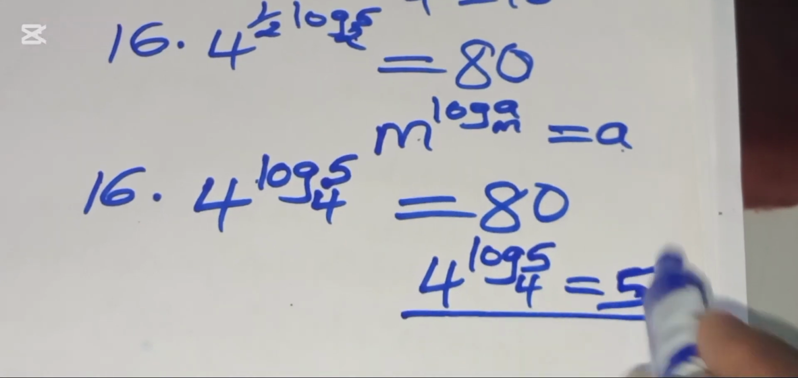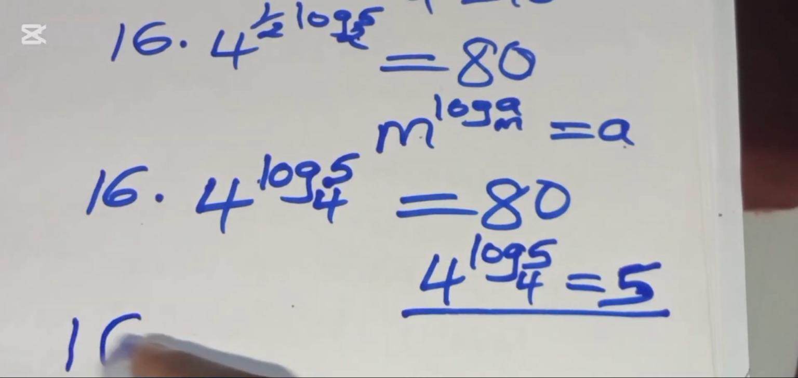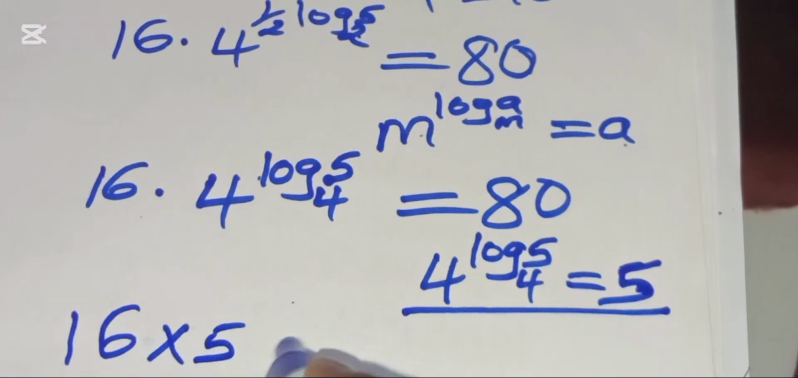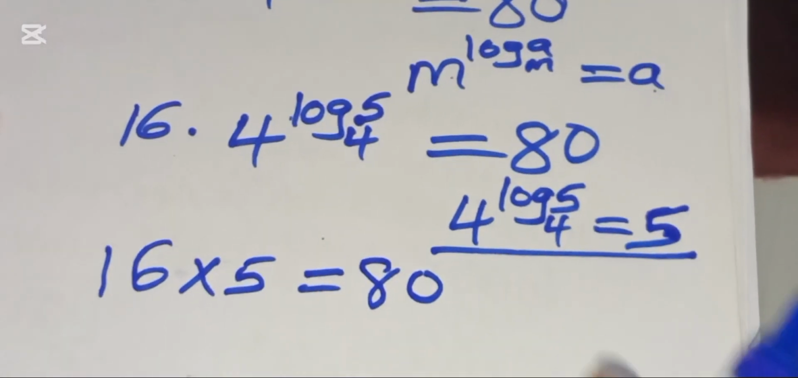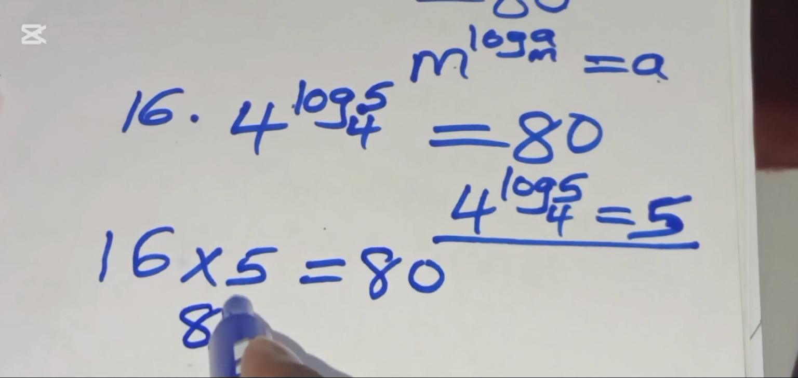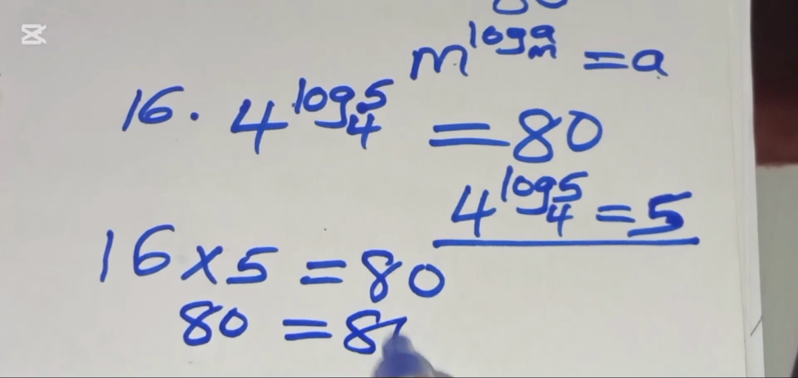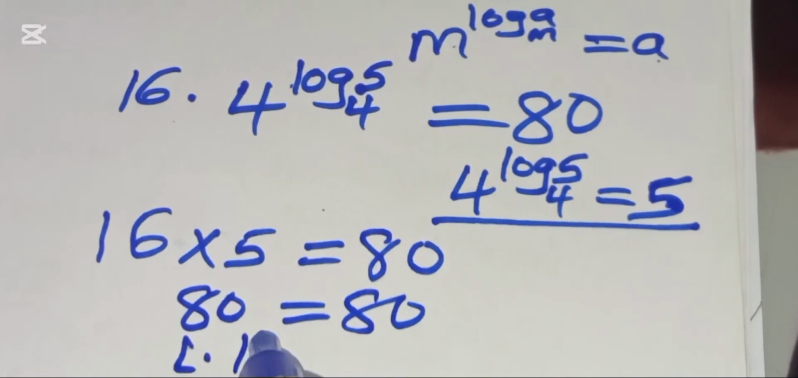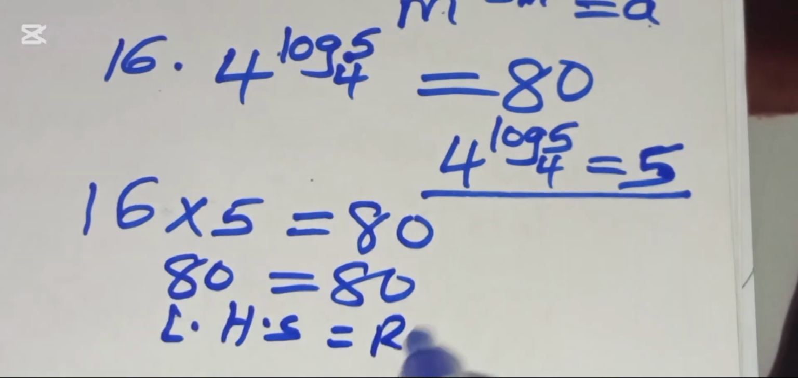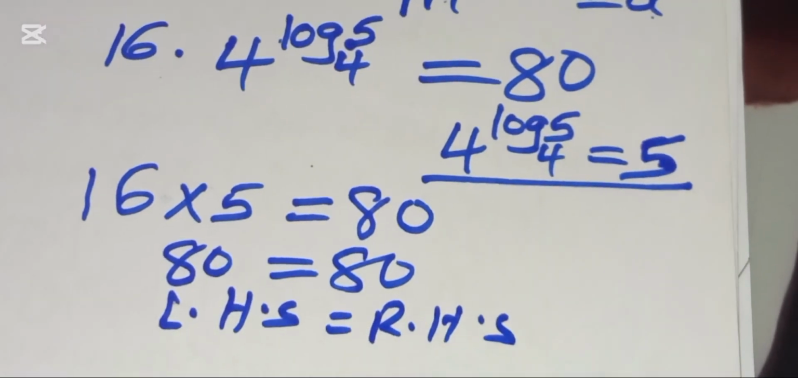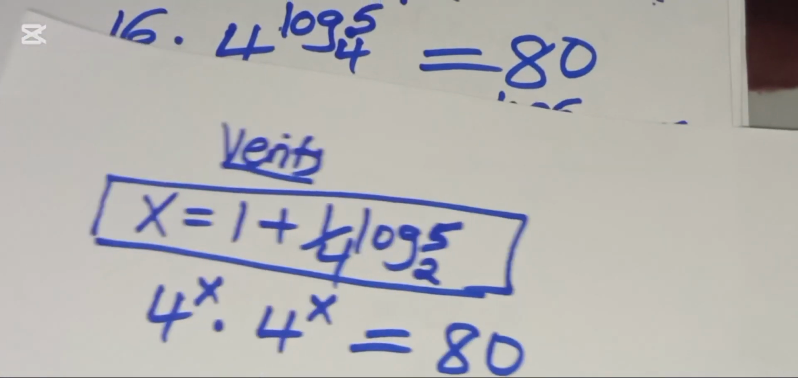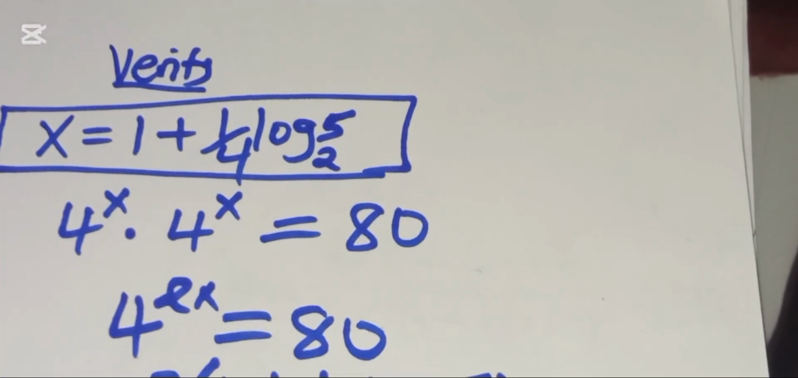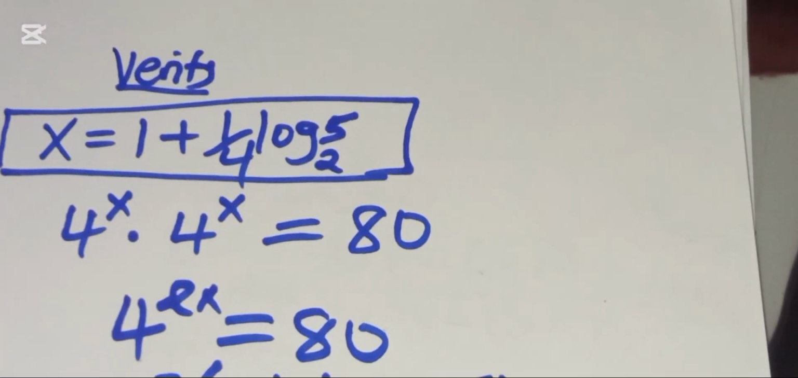So let's substitute 5 back into the equation. We're going to have 16 multiplied by 5. This is supposed to give us a value of 80, okay? So 16 times 5 is equal to 80, which happens to be equal to 80. So that means that the left-hand side is equal to the right-hand side, and that affirms that the value of x, which is 1 plus 1 over 4 log 5 to base 2, satisfies the equation.